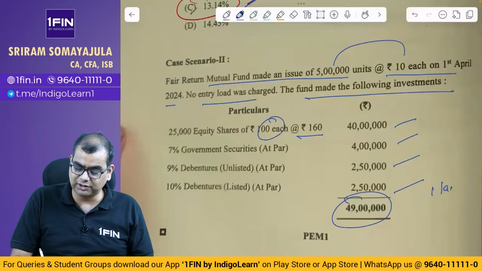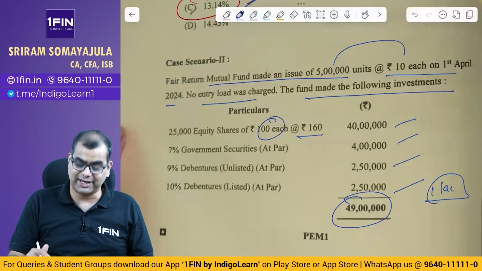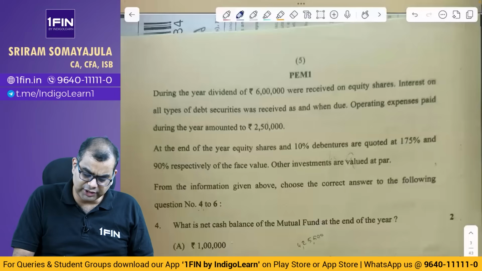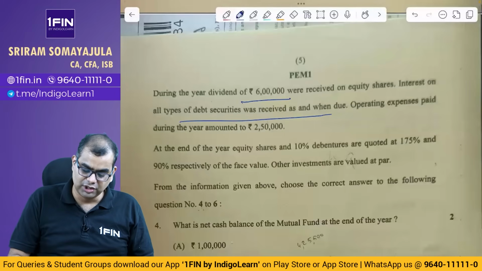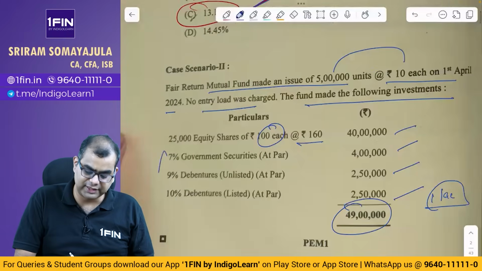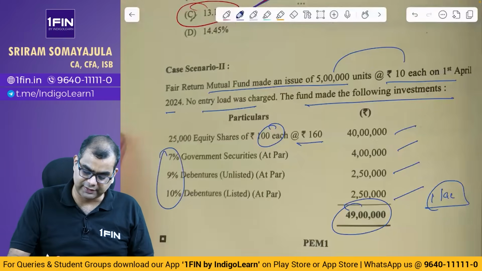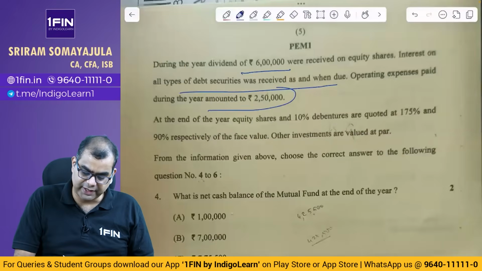So you have to remember that 1 lakh is basically your cash value. During the year, a dividend of 6 lakh was received on equity shares. Interest was received as and when due. So you have to assume that all 3 interests have actually been received. That is the meaning here. And operating expenses paid is 2,50,000.